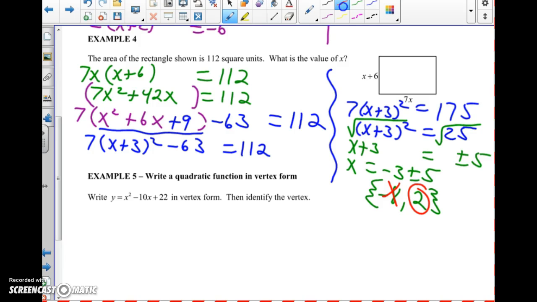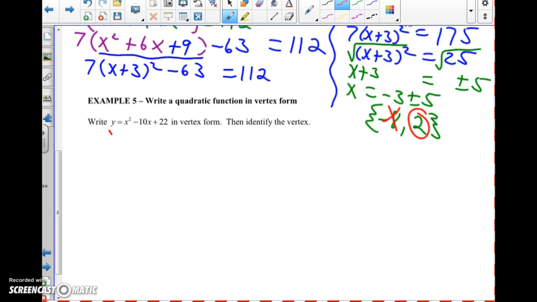Now let me ask you this also, Brad. What's 7 times 2? 14. And what's 2 plus 6? 8, right? So if they ask you what's the length on the rectangle, it'll be 8 by 14. And look, does 8 times 14 equal 112? The answer is yes, it does.